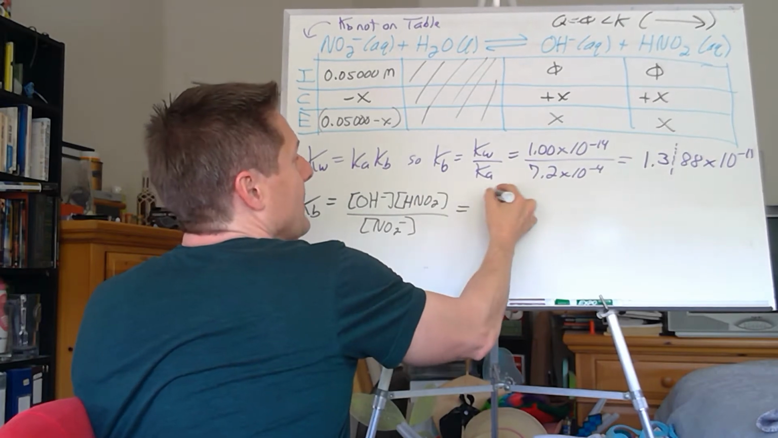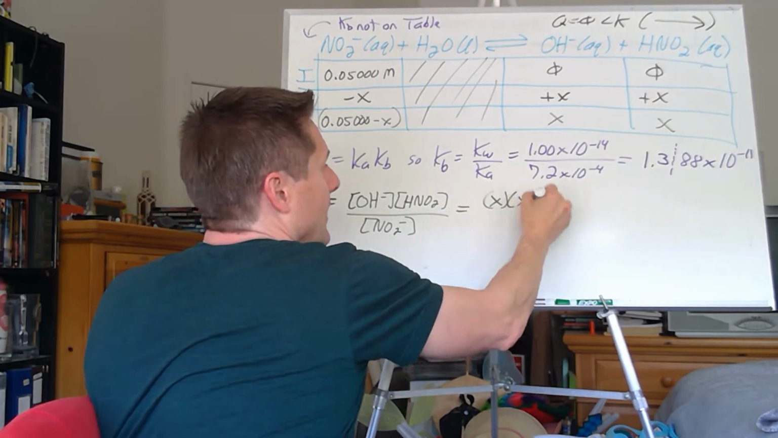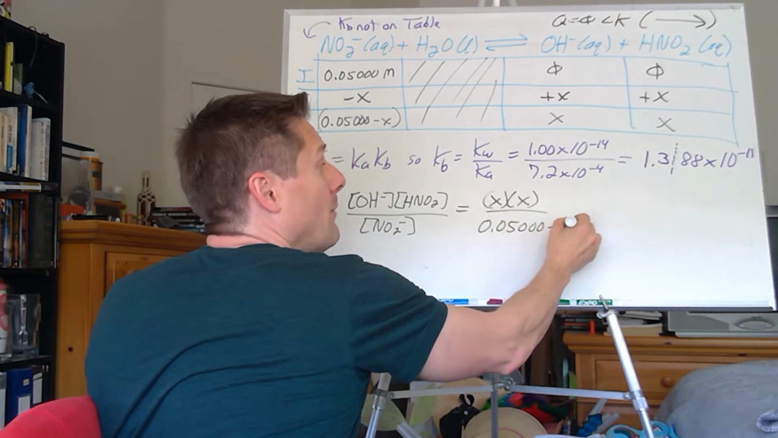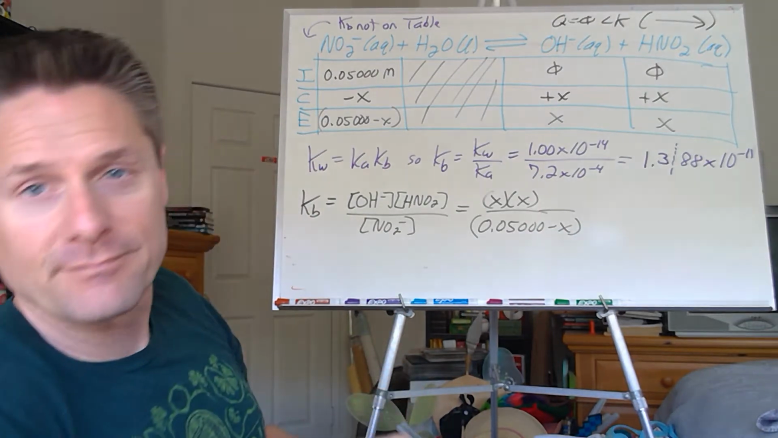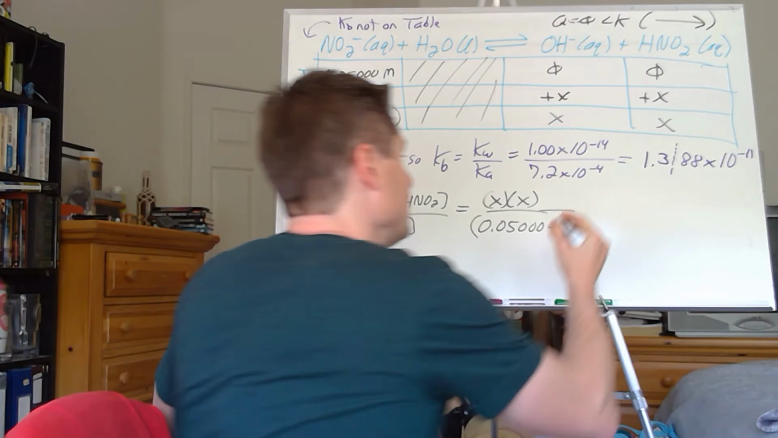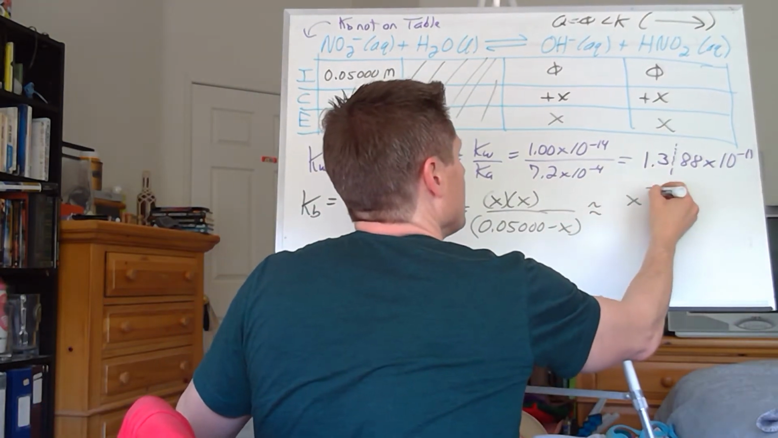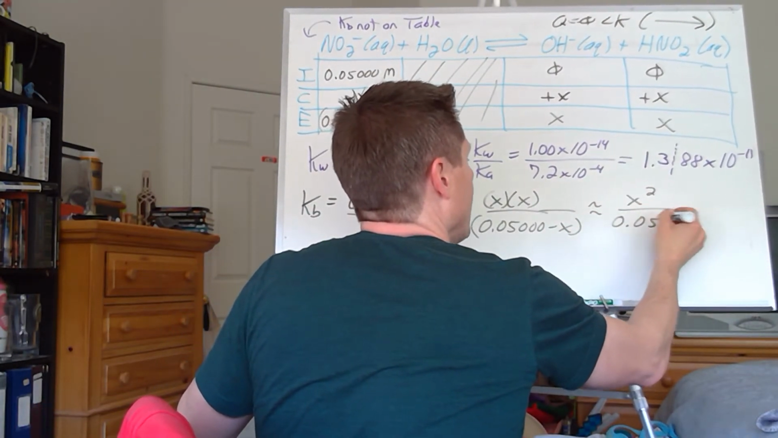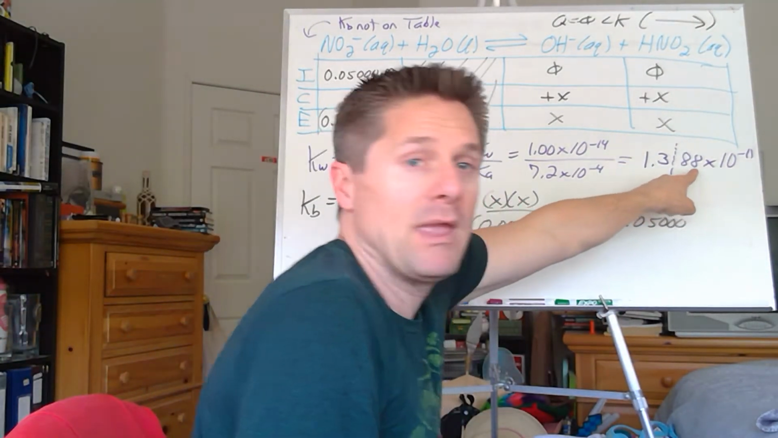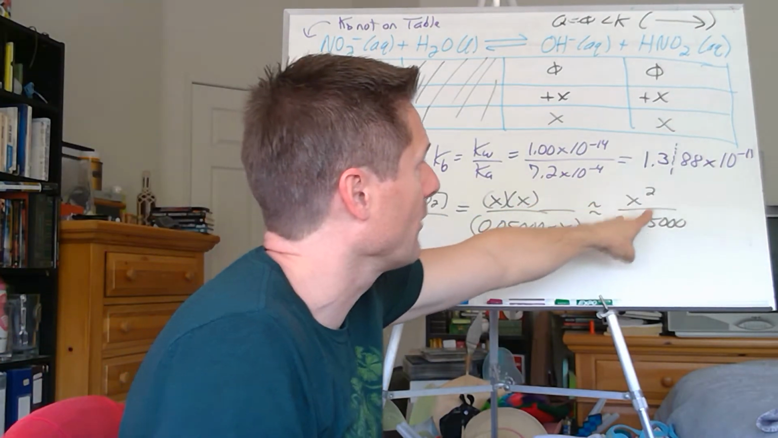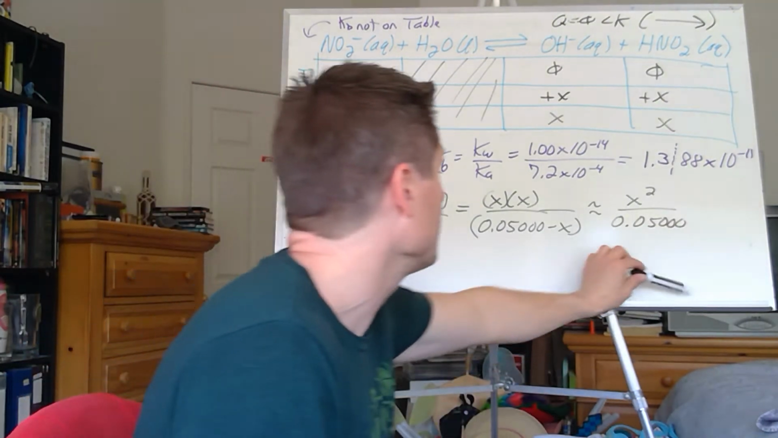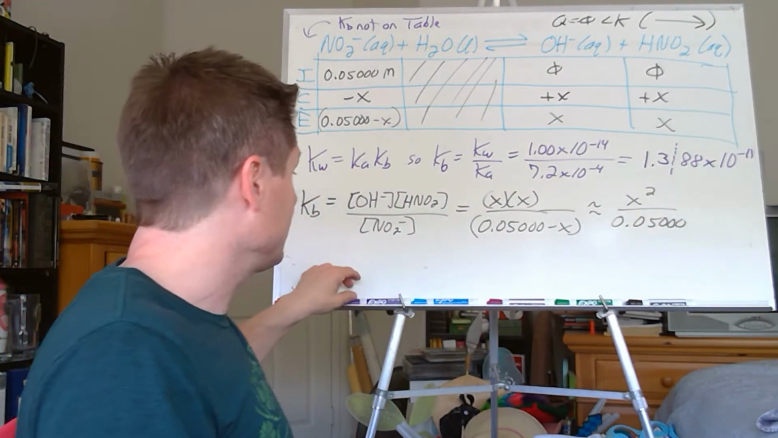What's OH minus? That's X. What's HNO2? That's X. This will be 0.05000 minus X. Let's make the assumption that X is really small. So this would be X squared over 0.05000, and that'll equal Kb. So X will just be the square root of the Kb times the 0.05000 molar. Pretty standard procedure. Let's make sure that that's a valid assumption.